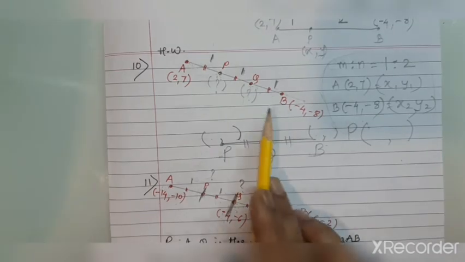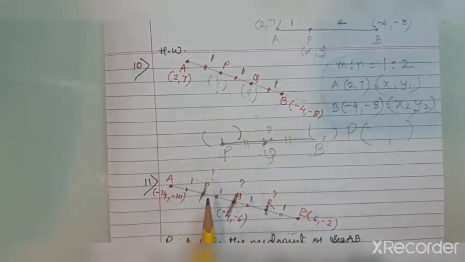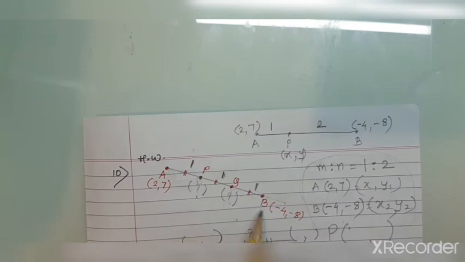So when to use the section formula, and when to use the midpoint formula? If that point becomes the midpoint of any two other endpoints, then you use the midpoint formula. If there is no midpoint, now here there is no midpoint.